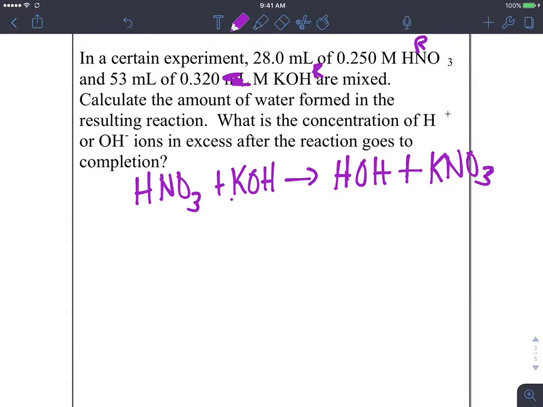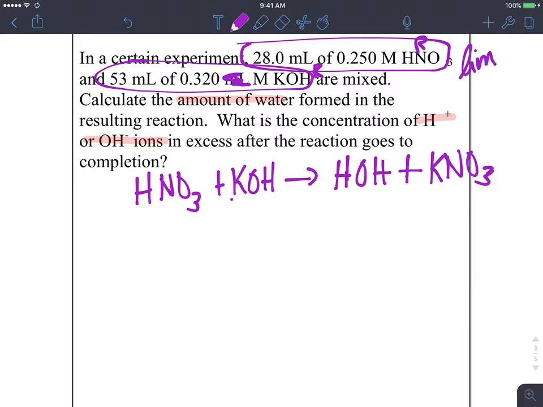But now let's take a look at the questions they're really asking us to do, because there's actually two problems here. They want us to calculate the amount of water formed in the resulting reaction, and they want us to calculate the amount of OH minus ions or H plus ions that are in excess after the reaction goes to completion. Because we are given two different starting points, you'll automatically think, this is a limiting reactant problem. Limiting reactant problems do look different when you're talking about acids and bases, but hopefully this will make sense once we get into it.